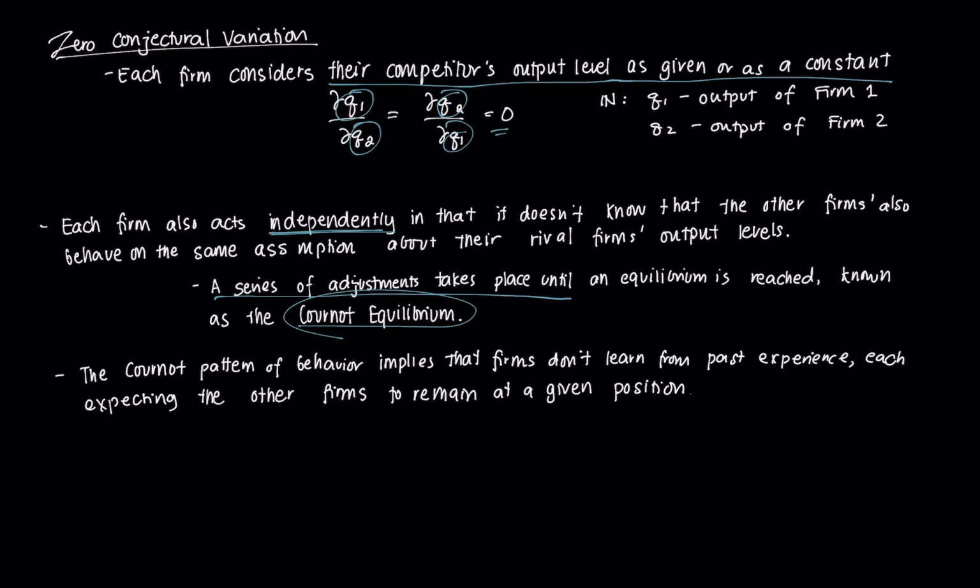And essentially, this Cournot pattern of behavior implies that firms do not learn from past experience, each expecting the other firms to remain at a given position unless someone adjusts, and then there's an adjustment and the market will clear in and of itself. So we'll discuss that as we get through this video.